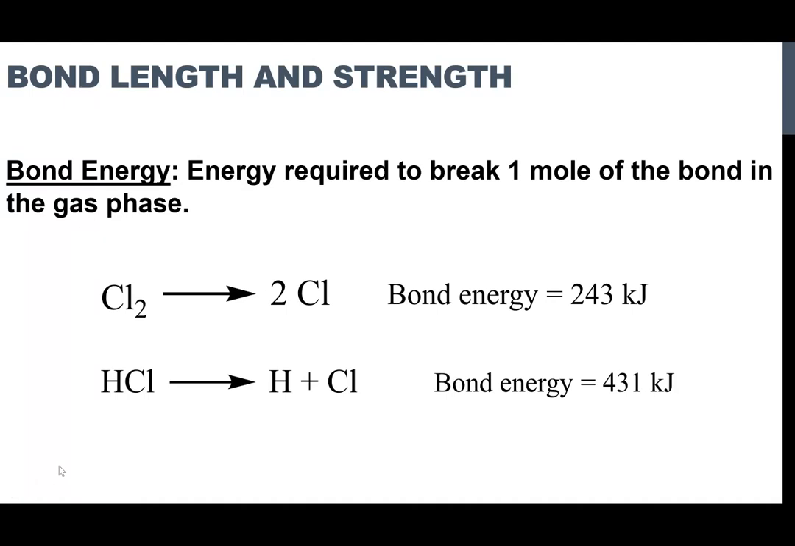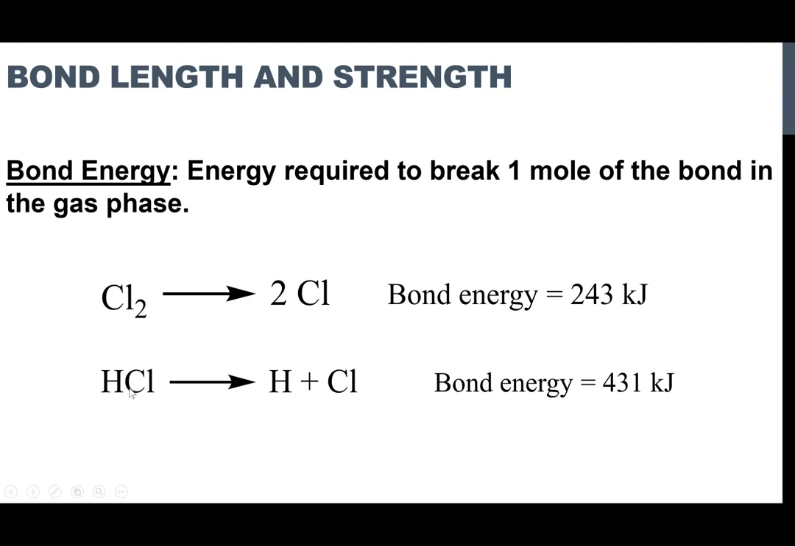So bond energy is the amount of energy required to break 1 mole of a bond. Okay. So if I wanted to break 1 mole of this chlorine bond, so a Cl2, break it down into 2 individual chlorine atoms, I would have to put in 243 kilojoules of energy. So this kJ right here is the unit kilojoules, and it's the unit we use for energy.